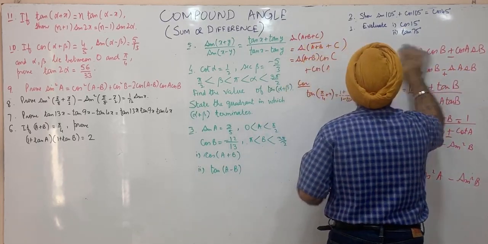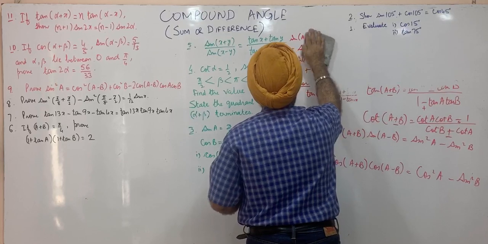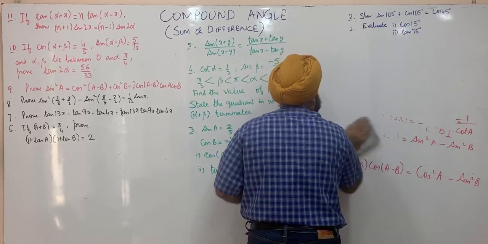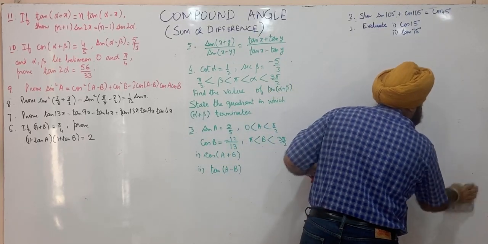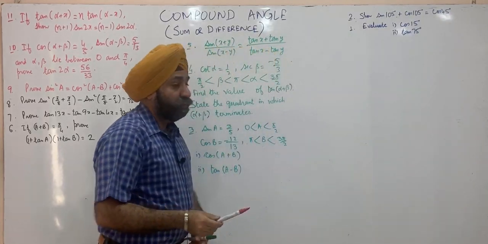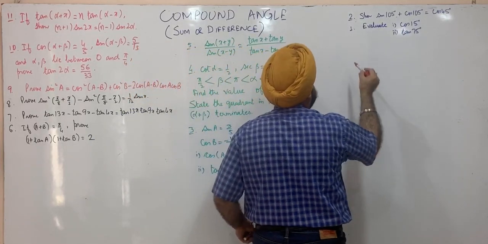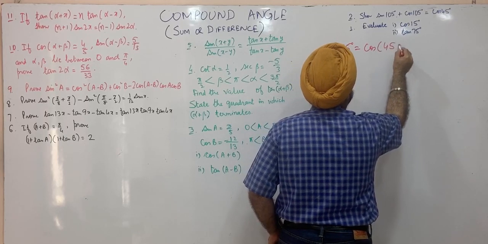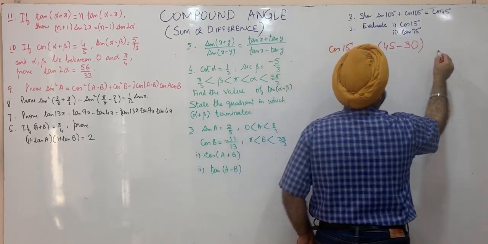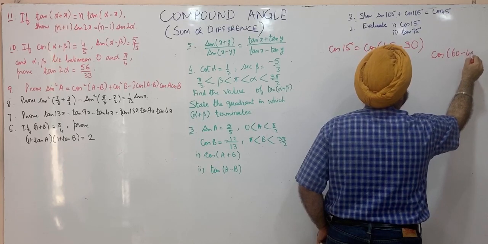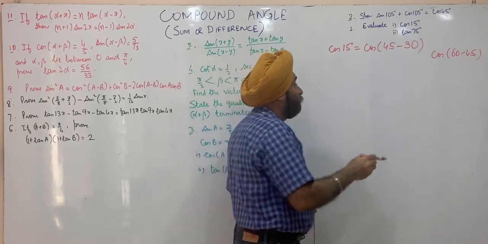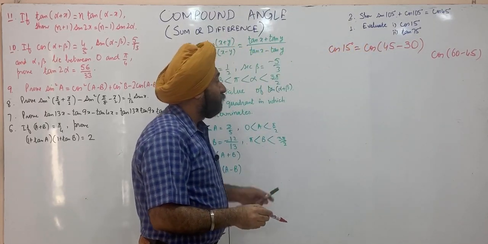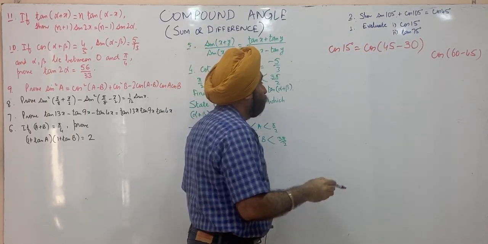Let's start with the questions. The first one, we have to find value of cos of 15 degrees. So 15 degrees is a compound angle. This can be written as cos of 45 minus 30 or even cos of 60 minus 45. These angles 45, 30, 60, 45, these are called constituent angles and this is the compound angle.